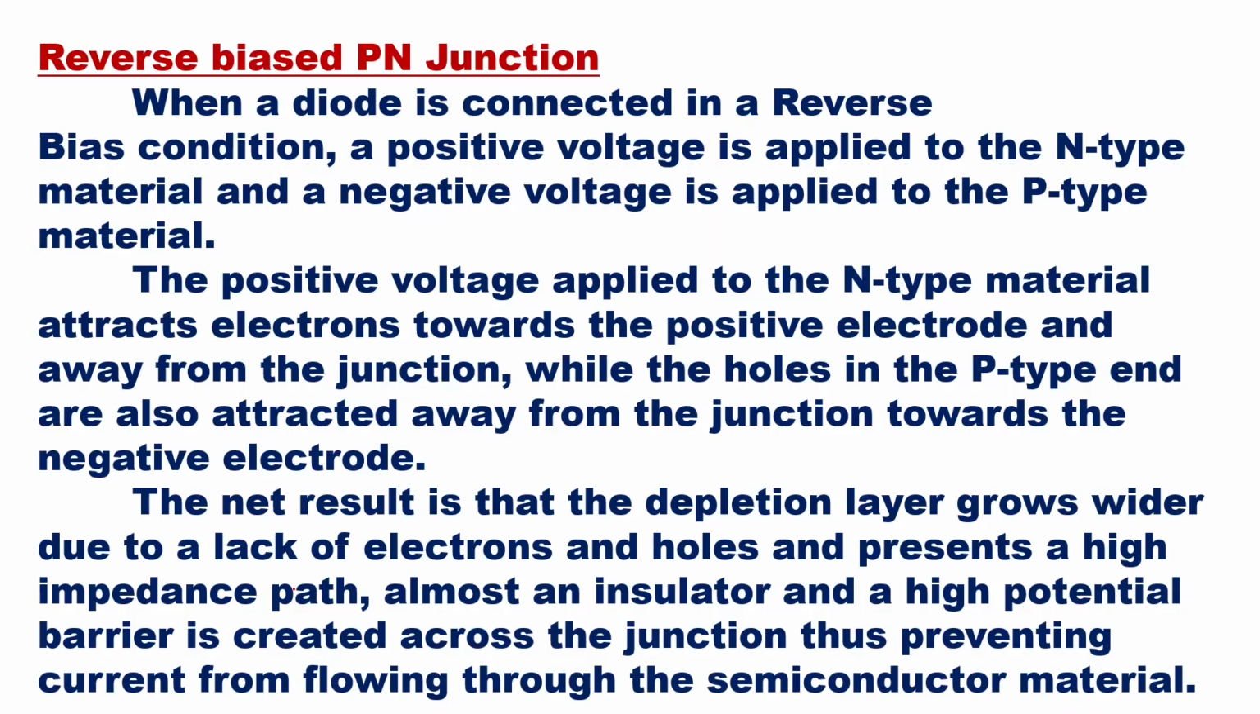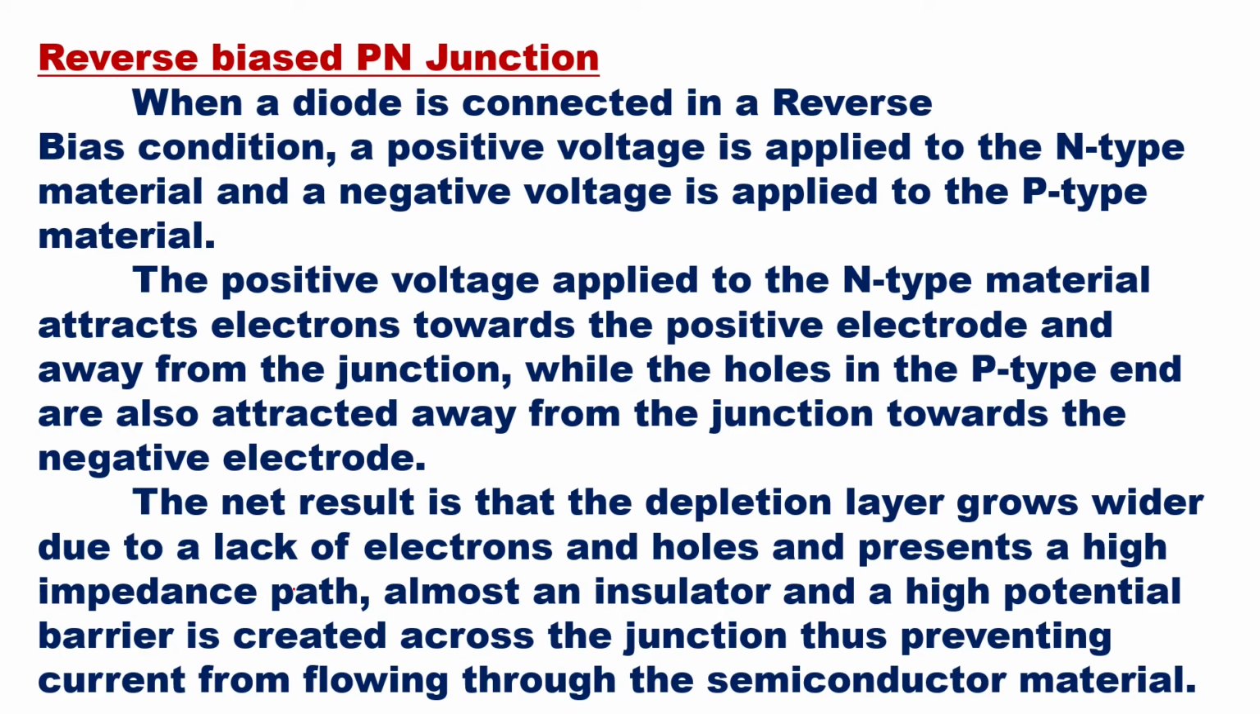So here, if you see the theory for reverse bias, when a diode is connected in reverse bias condition, a positive voltage is applied to the N-type material and a negative voltage is applied to the P-type material. The positive voltage applied to the N-type material attracts electrons towards the positive electrode and away from the junction, while the holes in the P-type end are also attracted away from the junction towards the negative electrode. The net result is that the depletion layer grows wider due to lack of electrons and holes and presents a higher impedance path. That means resistance will be more.